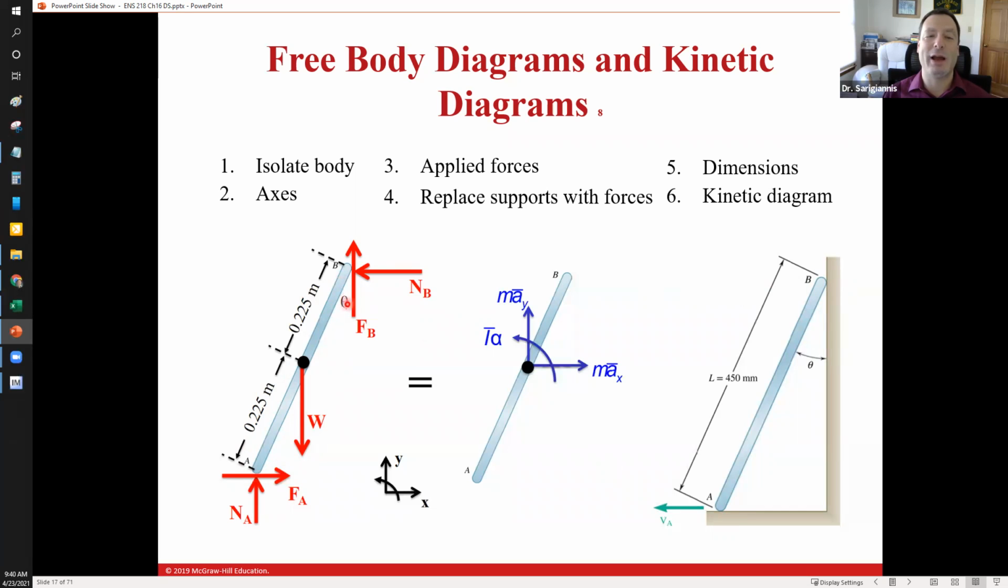So notice in this case, we actually did draw the friction opposing motion. Motion is in this direction to the left down here, so the friction is going to act to the right. Up here, motion is down, so friction's opposing that, going up. And then we have our axes, and we have our kinetic diagram, which again is about the center of gravity. You've got your MA terms, Y and X direction, and then you've got your angular inertia term.